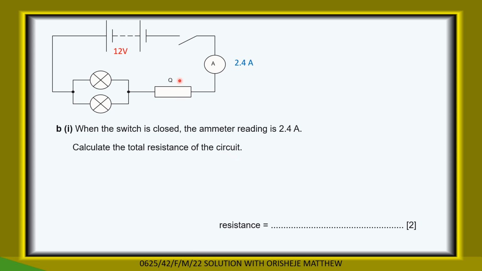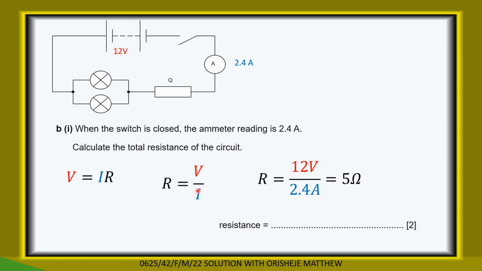Total resistance is simply found using Ohm's law. The PD across the system is equal to the product of the current and the resistance. So resistance is equal to the PD, the EMF of the battery, divided by the current. That gives me 5 ohm. So the total resistance, the 2 lamps in parallel with this resistor in series, will give you 5 ohms.